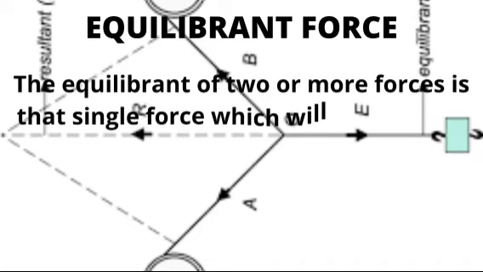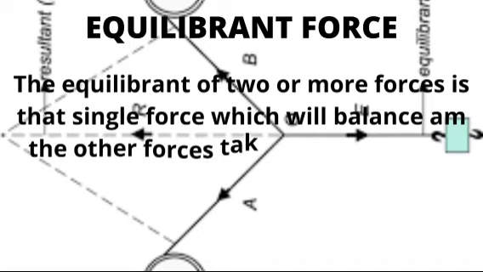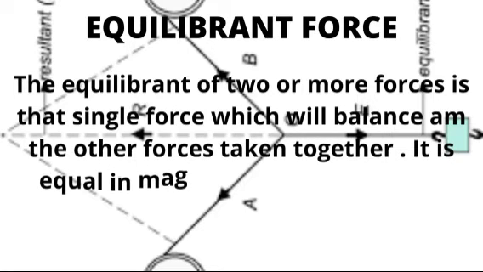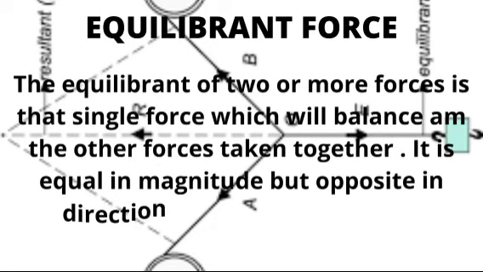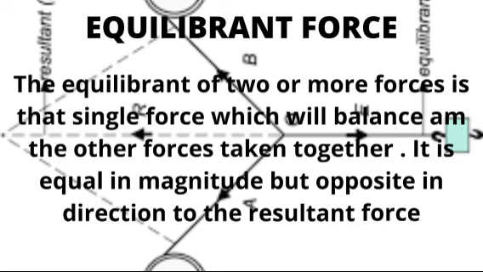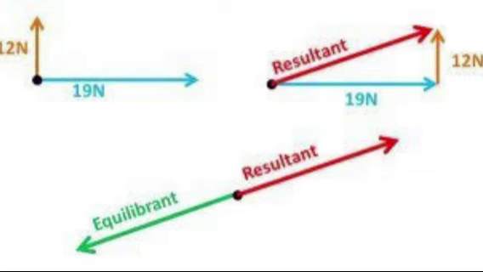And then we have what we call the equilibrant force. The equilibrant of two or more forces is that single force which will balance the other two forces taken together. It is equal in magnitude but opposite in direction to the resultant force. We just explained the resultant force as the addition or summation, the sum effect of two or more forces acting at a point, the result of the two forces, as you can see.